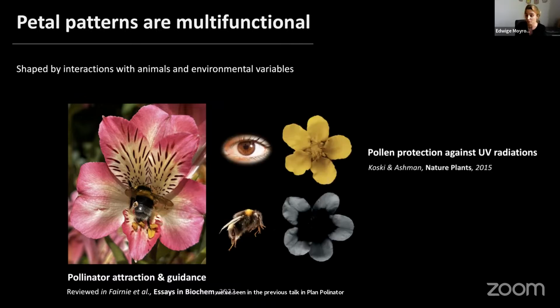These patterns are not always visible to us. Many are in the UV range of the spectrum, but they are visible to the animals that pollinate the flower. And some really interesting recent work has shown that some of these patterns might represent adaptation to environmental factors, such as providing pollen protection against UV radiation, for instance, or even participating in reducing water loss in dry environments.